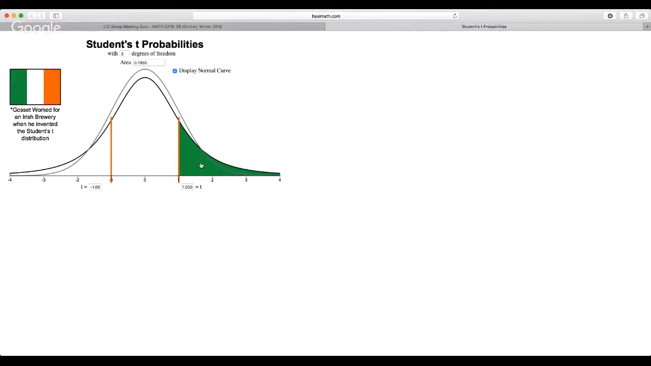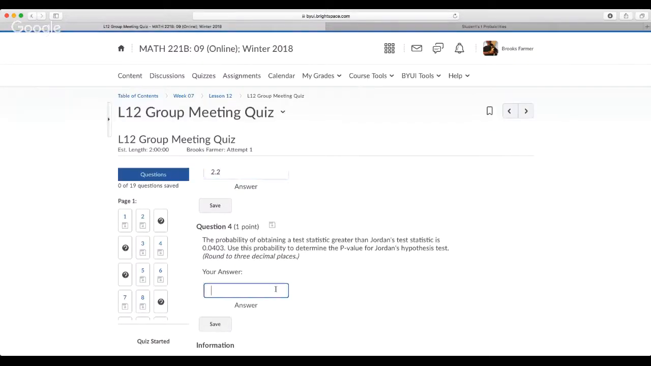0.0403. Now the question is, which one is it? Is it the right, left, or both? Just the right. Just the right. Okay, I thought that was good. I just want to double check. So 2.597. Is that what everyone else is getting? Yeah. Yeah. 2.597. That actually makes sense because our test statistic is 2.2. Mm-hmm. Yep.